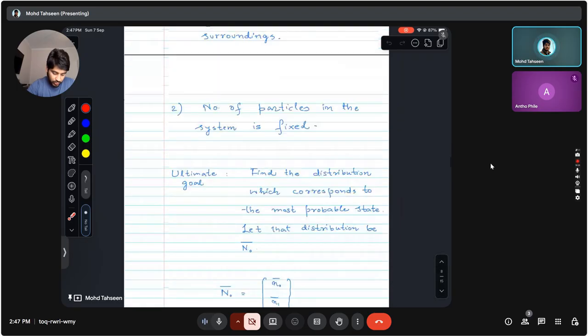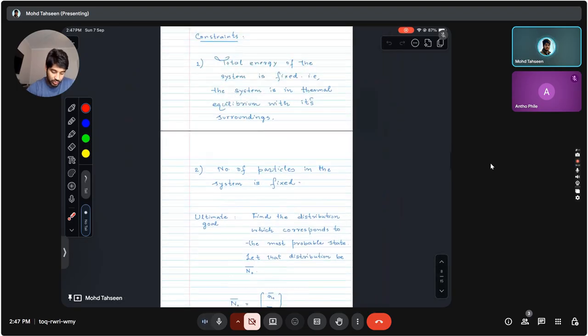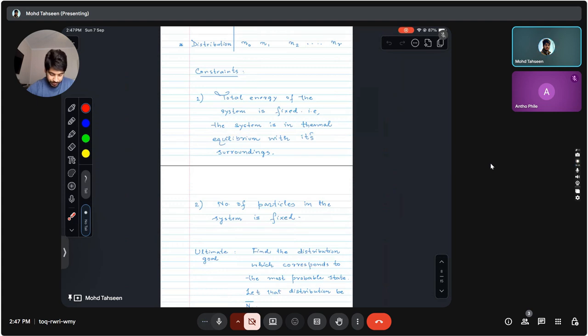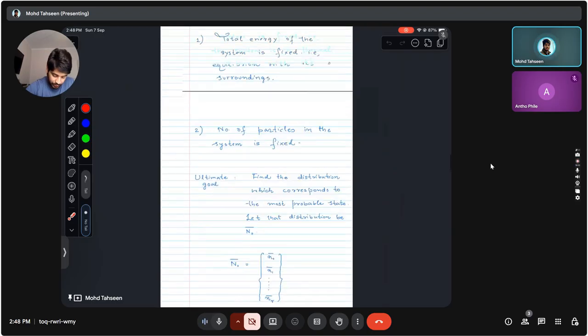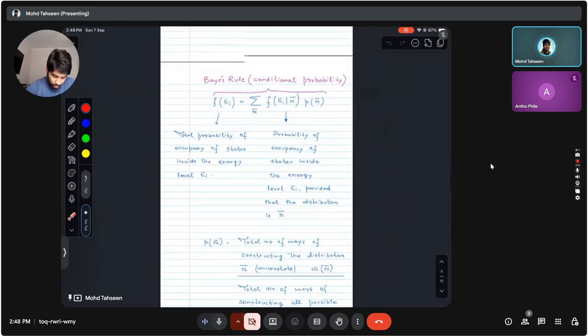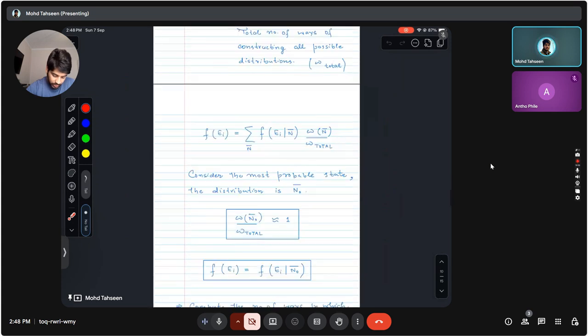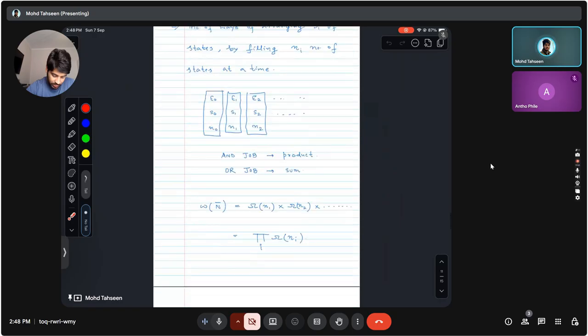Okay, so our goal last time was to find the most probable distribution. This distribution, which is assumed random here, we have to find the distribution that maximizes the configurational entropy of the system. That distribution would correspond to what we call the most probable state of the system. I'm not going to go into much detail here, so let me go to the formula directly and try to explain from there.